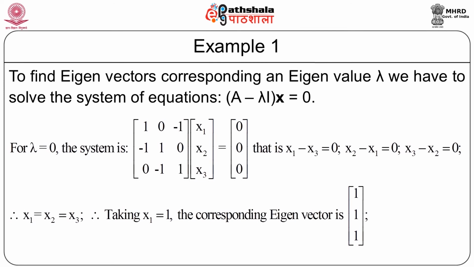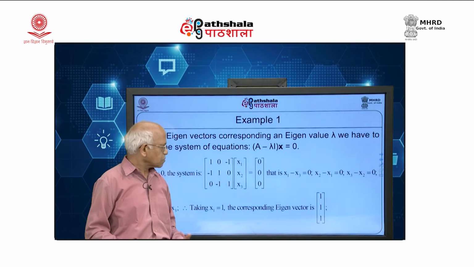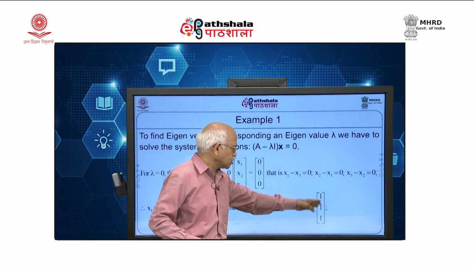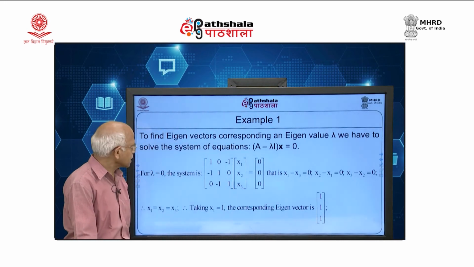All scalar multiples of 1 1 1 are going to be the eigenvectors of A corresponding to lambda equal to 0, and we can also choose an eigenvector with unit modulus by dividing all these elements by the norm of this vector, and I will get a unit vector as the eigenvector.